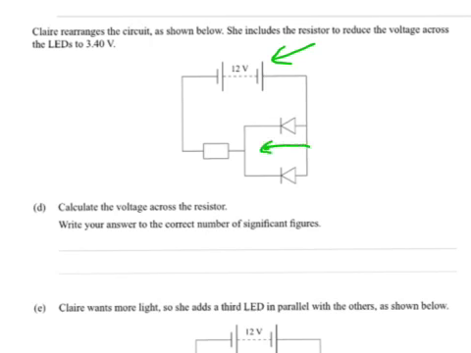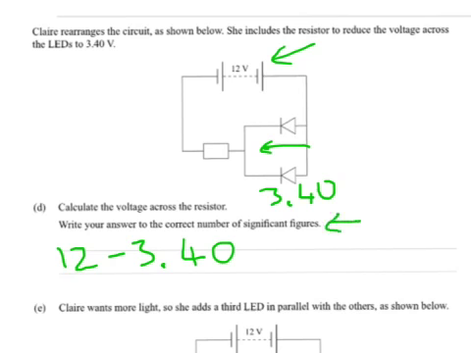So D is asking you to calculate the voltage across the resistor. This is a very easy one because we were told it's 3.40 volts across here, so it's just 12 minus 3.40. And it says write answer to the correct number of significant figures. When we're adding or subtracting, we have to stick with the least number of decimal places. So being a bit of a tricky one, this is not multiplying or dividing, it's adding or subtracting. We're limited by the 12 volt one. So we're actually going to have to round to the ones column.